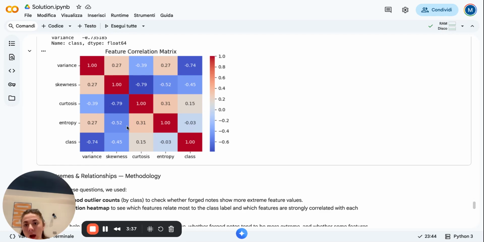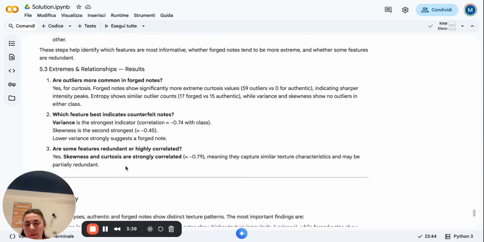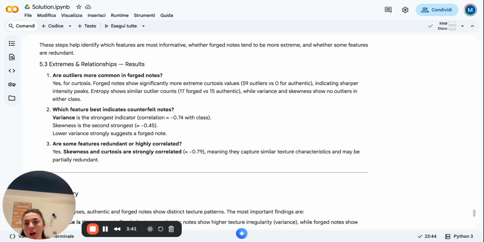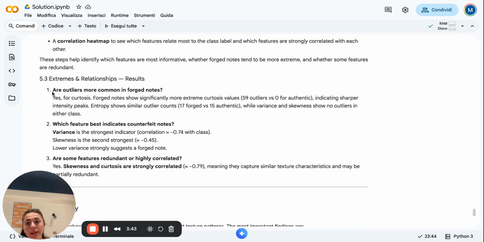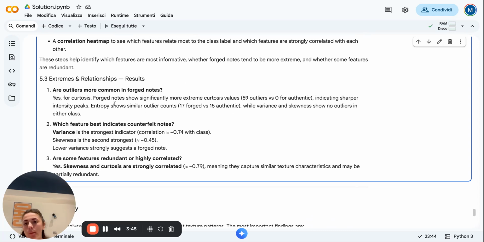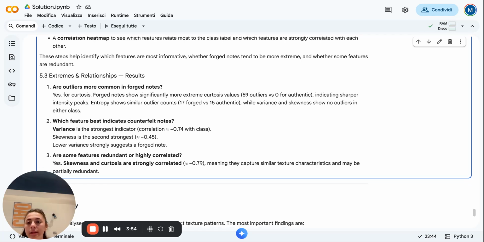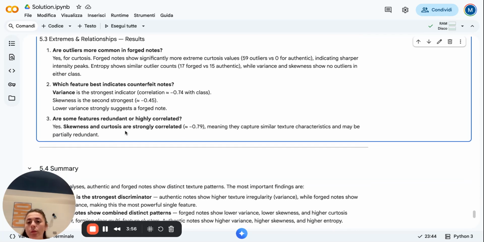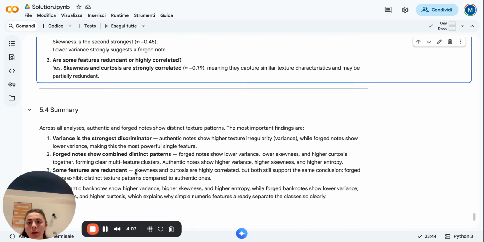For example, kurtosis and skewness is the pair that has the strongest correlation, and so the results are that yes, some of the outliers are more common in forged notes. For kurtosis, the best indicator of counterfeit notes is variance, and some features are redundant, yes: skewness and kurtosis, because they are strongly correlated.